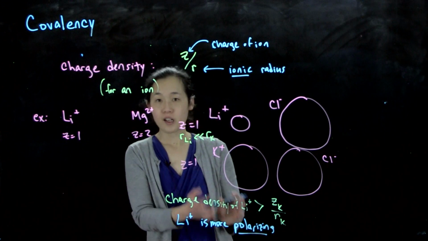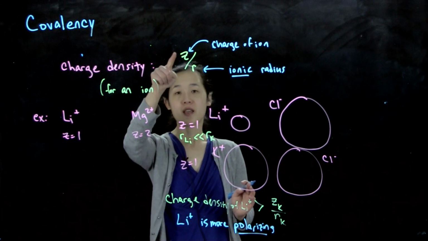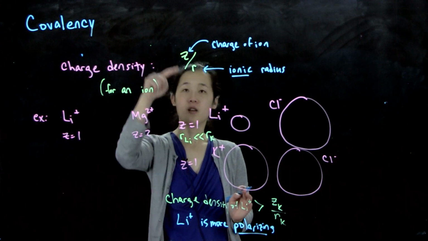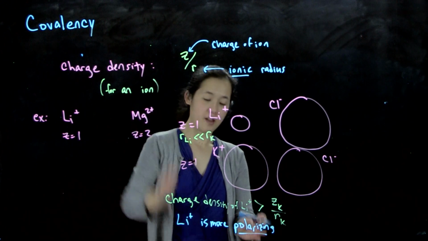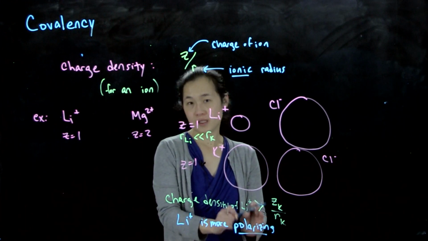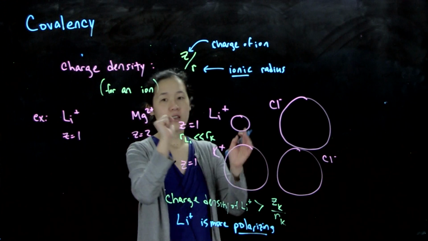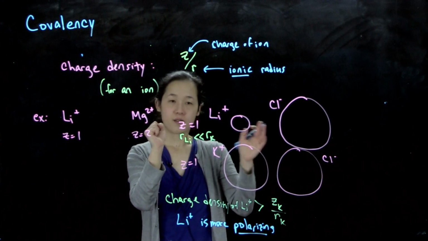A cation with a high charge density, meaning it's either small or very highly charged, right? To make this big, you want either a high Z or a small r, or both. And then you get a high charge density, so it becomes polarizing. So what it means to be polarizing is that it can move electron density towards itself.